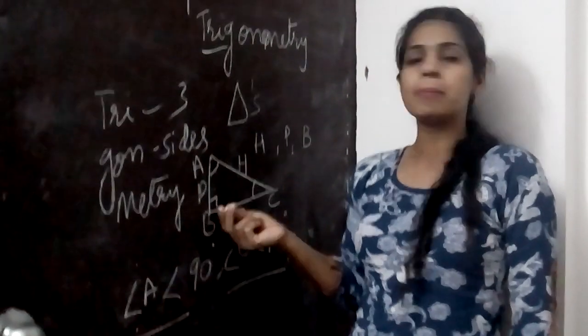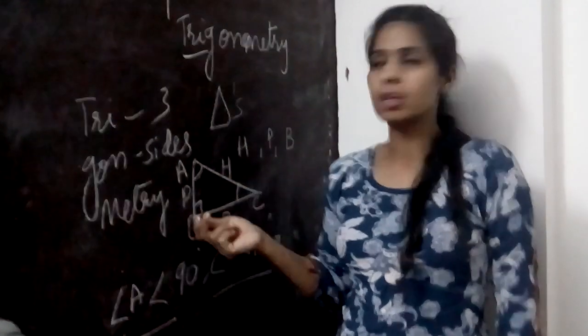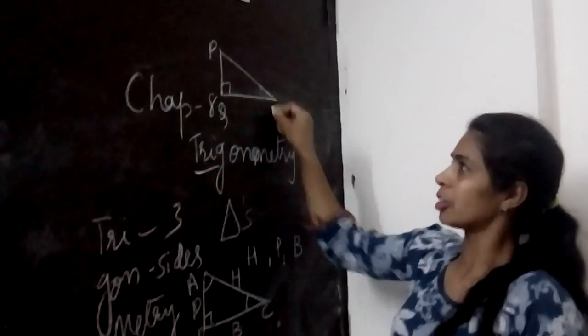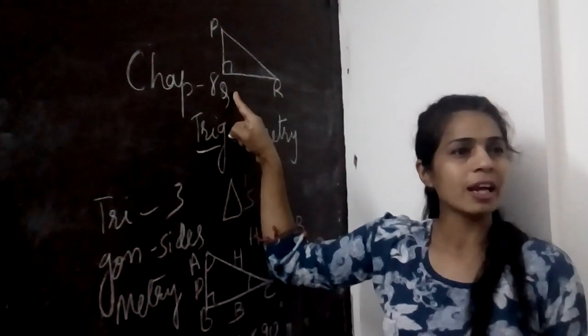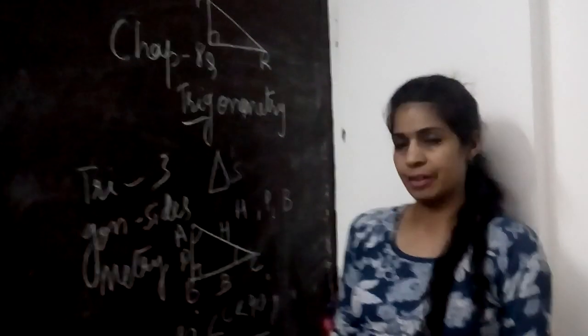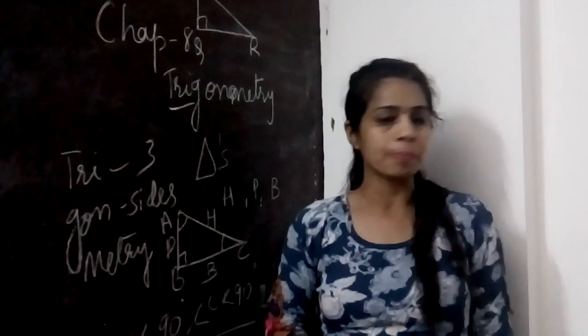You will not talk about angle B. If it is a triangle PQR, right angled at angle Q, then you will not talk about angle Q. You will be talking about only angle P or angle R. Now, let us move to the further part.